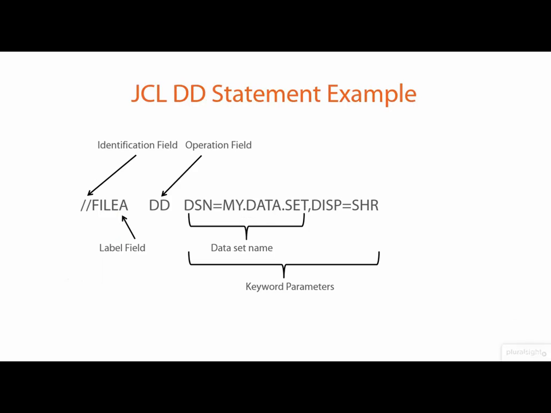Just like we saw in our previous JCL examples, the DD statement follows the same basic format as we saw for our job and execute statement. We begin with a // identifying it as a JCL statement. We have a name, we have a DD indicating the operation field, and then we have our various set of parameters that can be coded to define that particular DD statement.